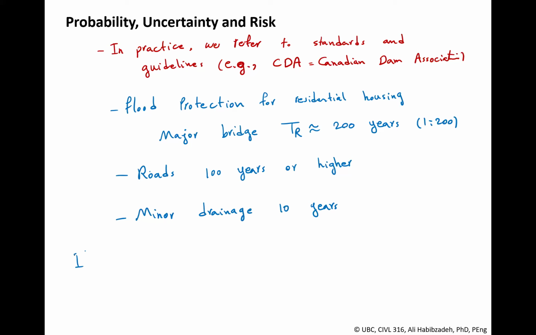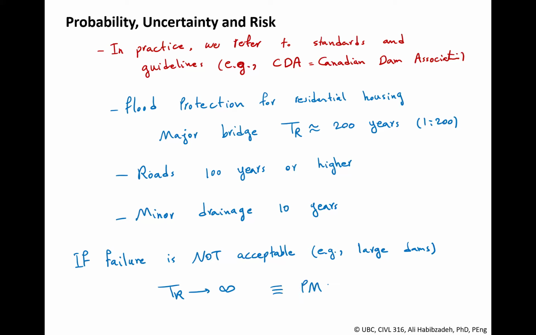And if failure, as we said, is not acceptable at all, typically for large infrastructure where there's major risk and consequence, including potential loss of life and so on, for example large dams, we don't really say, okay, 100 years or 200 or something. We actually say we should look at whatever can potentially ever happen. So infinite, which is equivalent to what we said, the probable maximum flood.